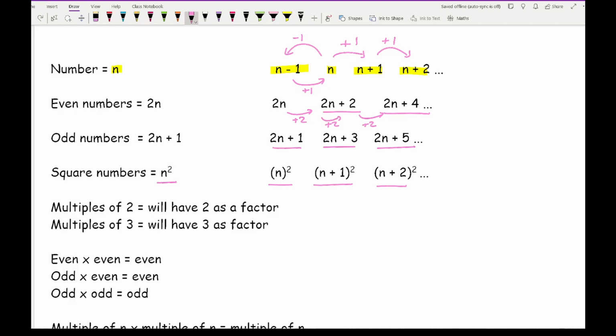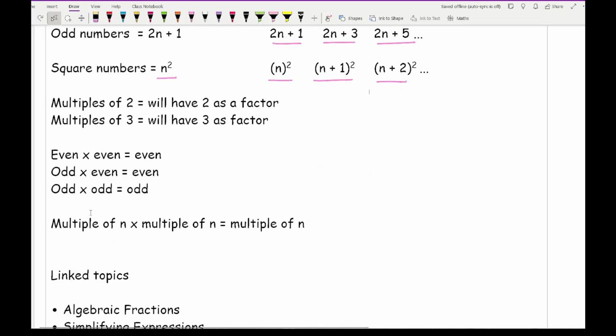Now when you are multiplying numbers, an even number times an even number will always give you an even answer, regardless of what number it is. An odd number times an even number will always give you an even answer, and the only way of getting an odd number when multiplying is odd multiplied by odd, which will always give you an odd number. Then also an important one is a multiple of n times another multiple of n will always equal a multiple of n.